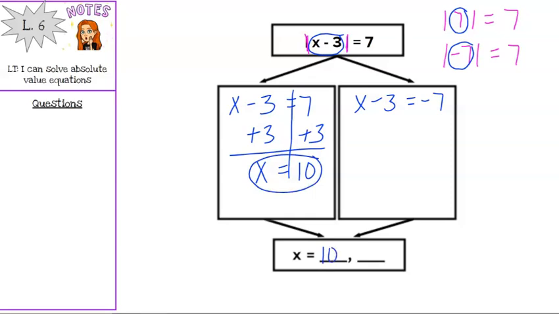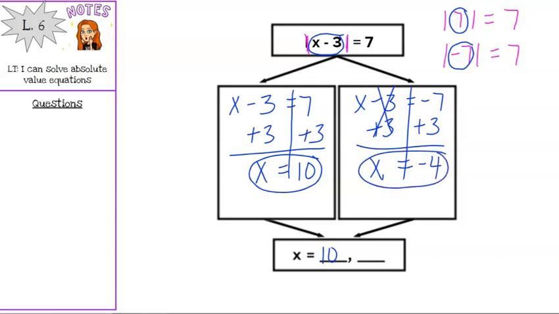X is 10. And then I'm going to solve the other equation. The nice thing about these equations is they get solved the same way. I'm still going to add 3 to both sides. X equals, but now, -7 plus 3 is -4. So my 2 answers, the 2 values I could plug in for x up here, are 10 and -4.